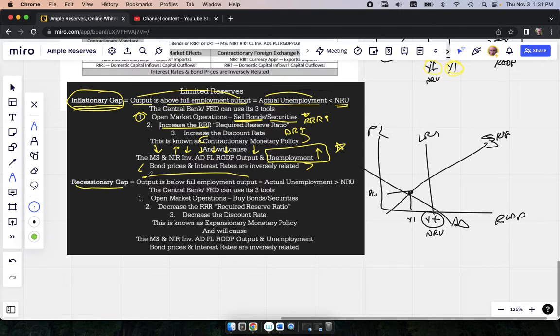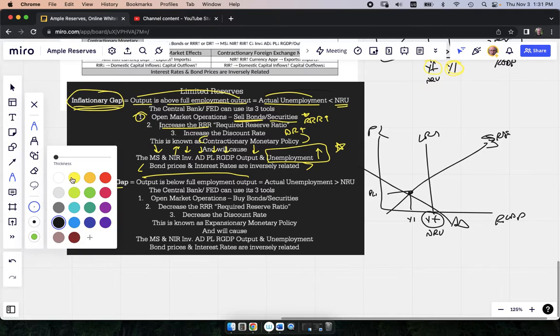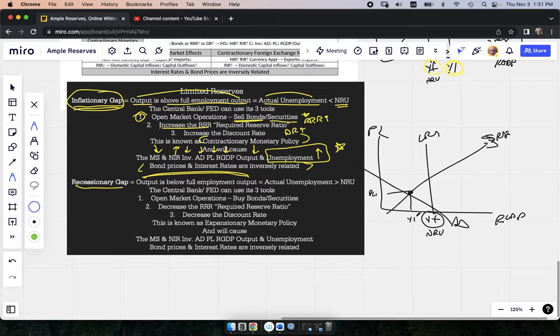So they could say output is below the full employment level. We can recognize that at Y1, output is less than full employment. That means a recession. Or they could say unemployment is greater than the natural rate. If that's our natural rate and where output is here, we have to have more unemployment than the natural rate. Make sure you recognize this language meaning a recessionary gap. The central bank can use those 3 tools again. It would buy bonds. We talked about that. It'll decrease the RRR. It'll decrease the discount rate.